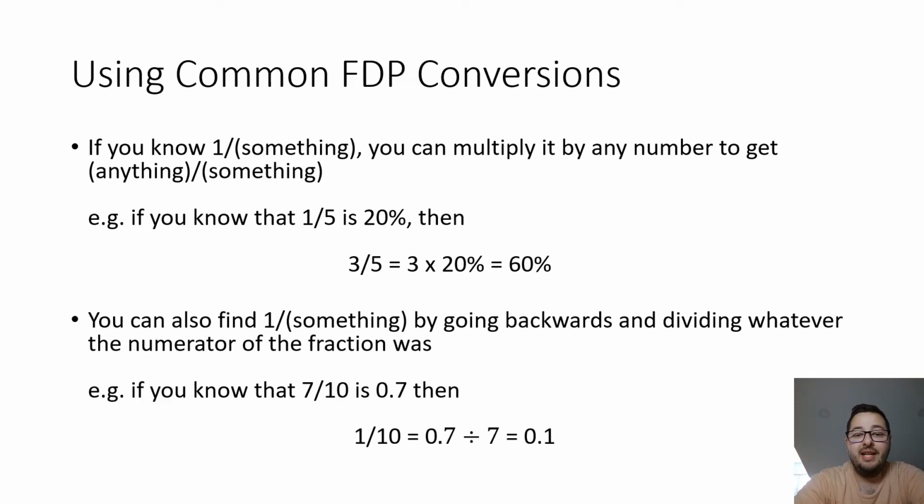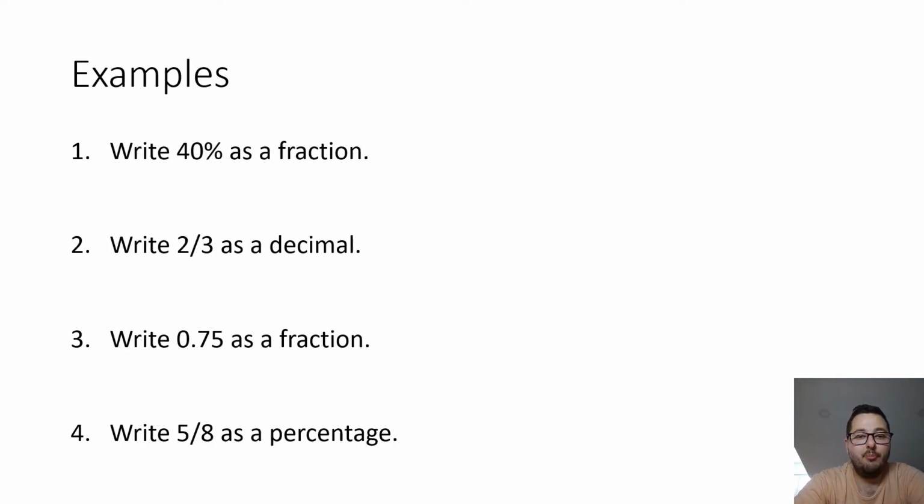Okay, and similarly, you can also go backwards. So if you know, for example, 7 over something, you divide by 7 to get 1 over something. Okay, so for example, if you know that 7/10 is 0.7, then 1/10 would be 0.7 divided by 7, which is 0.1. Okay, so let's just have a go at a few of these with a few examples.